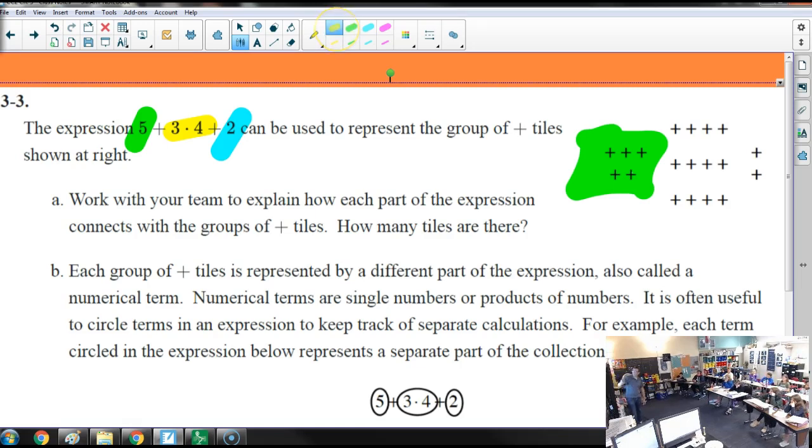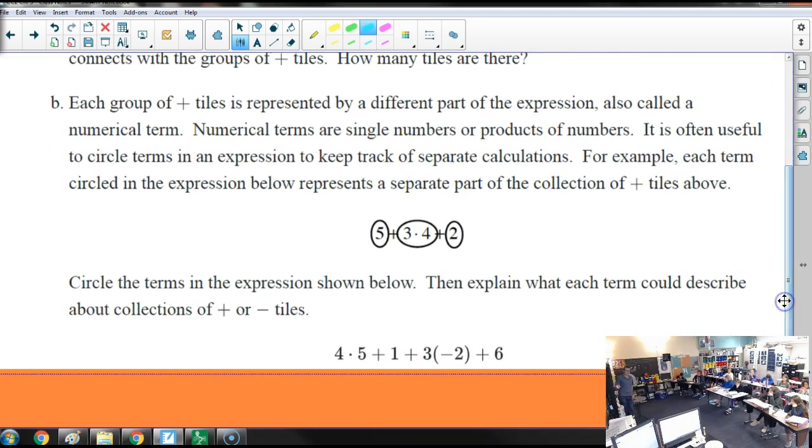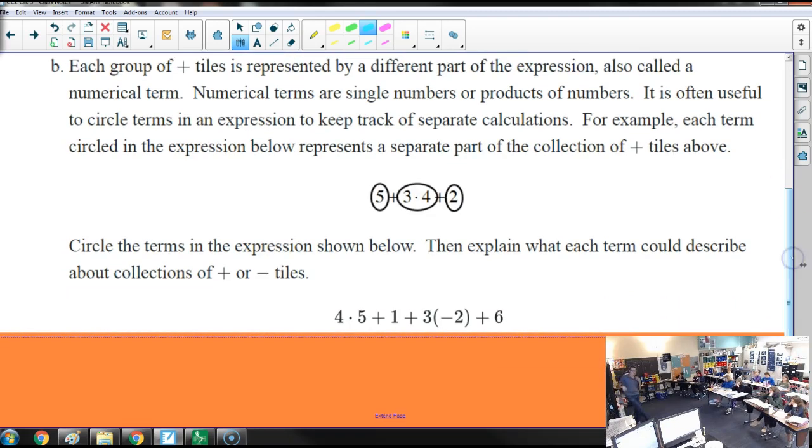The 3 times 4, 3 sets of 4, right? We show actually what it says. We don't just draw 12 pluses randomly. We show 3 sets of 4. And then 2 more. Any questions on how we do that? If we separate it by terms, 5 is a term, 3 times 4 is a term, and the 2 is a term.